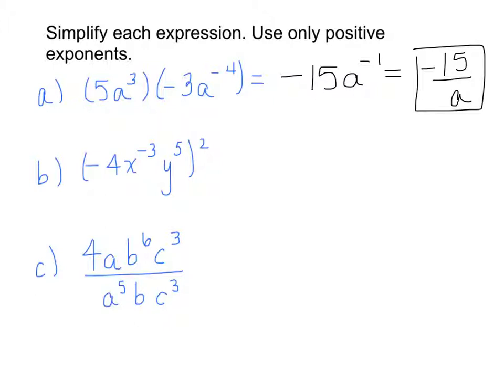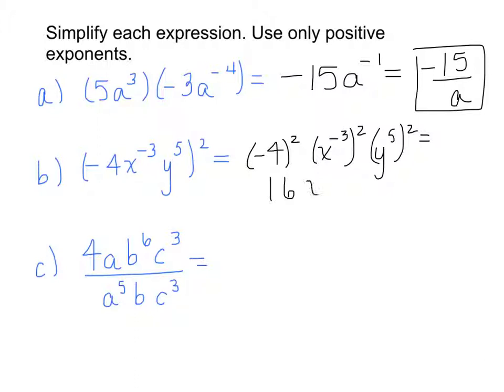Okay, the second one. We're raising everything to the second power. So that's negative 4 to the second power times x to the negative third to the second power times y to the fifth to the second power. So we are going to get 16 x to the negative 6 y to the 10th. And then the x exponent is negative, so it's going to go on the bottom to make it positive.